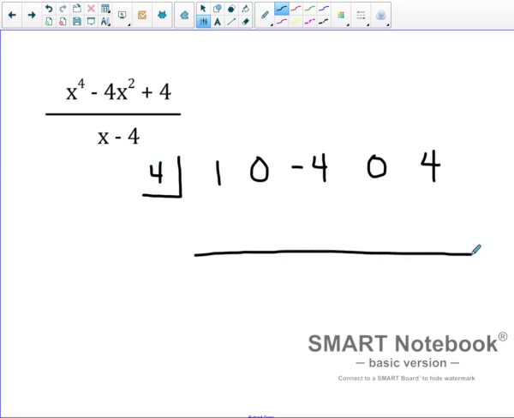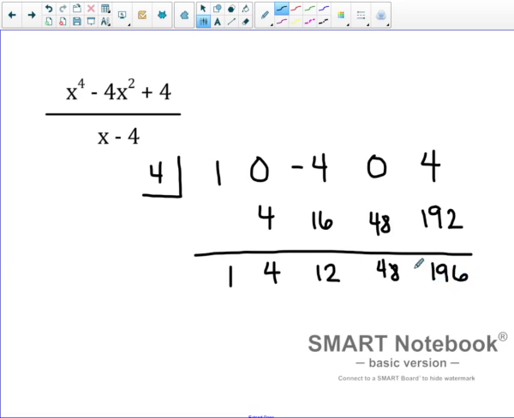And I write my line out like this. Bring my 1 down. Go through that process. I get 4, 16, 12, 48, 192, and so I get a remainder of 196. Okay. So this is my polynomial.